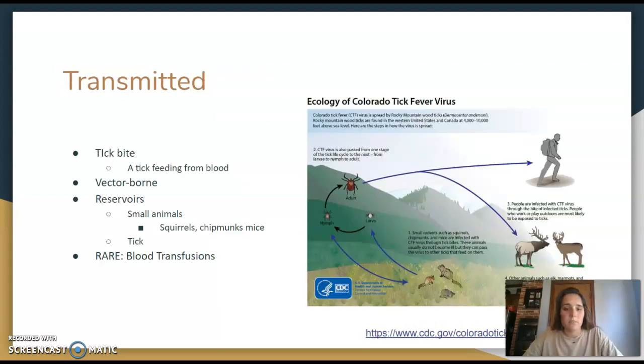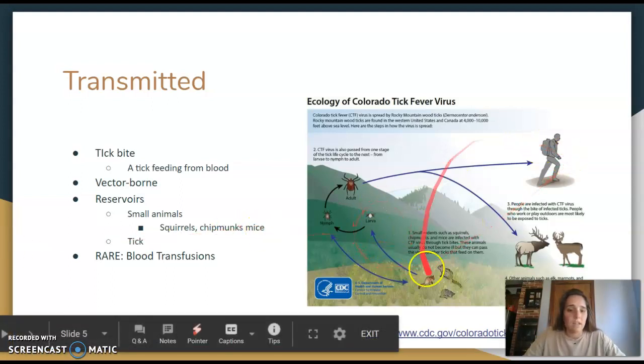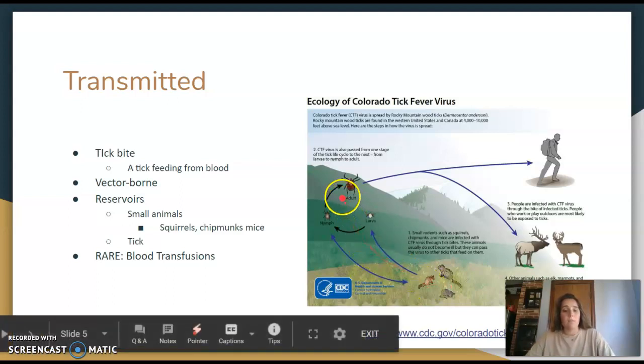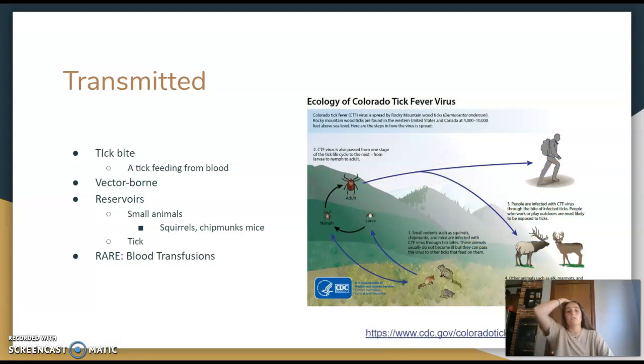The way this virus is transmitted, as you can see in the picture to the right, is that the tick will bite a small animal like a squirrel, a chipmunk, or even a mouse that has the virus. The virus does not affect them in any way. It's just that they have it. So the tick bites them and feeds off their blood, and so it gets the virus. As soon as it detaches, it carries the virus and will pass it on to either a human or even a deer. They will bite you or the deer and transmit the virus through the open wound.